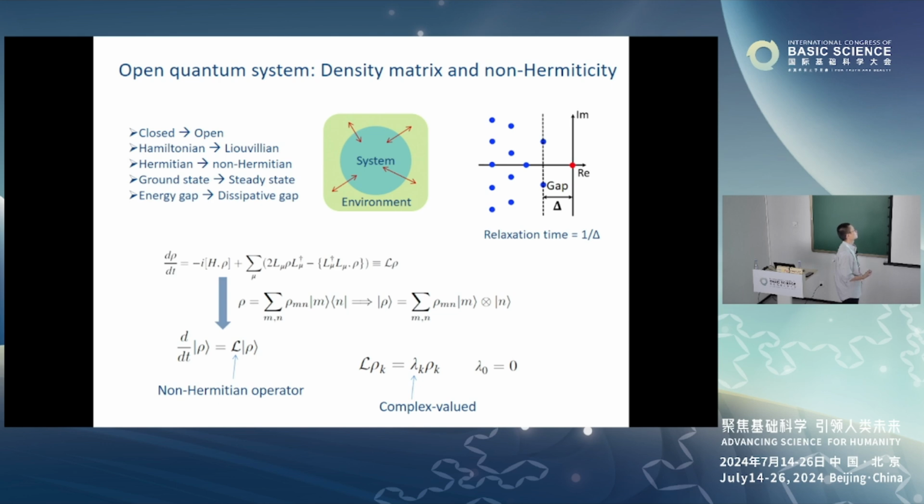So in this open quantum system, the steady state plays the most significant role. It plays the role of the ground state; it can be regarded as a counterpart of the ground state of the closed system.